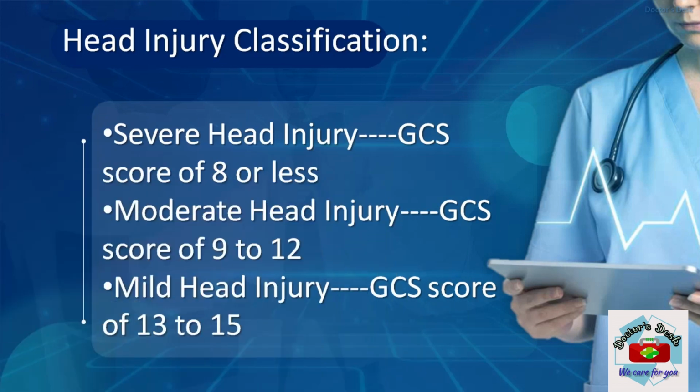Finally, after giving scores, we will assess the severity of head injury. If the person gets a score of 8 or less, we will call it a severe head injury. If the person gets 9 to 12, then we will call it a moderate head injury. If the person gets 13 to 15, we will call it a mild head injury.